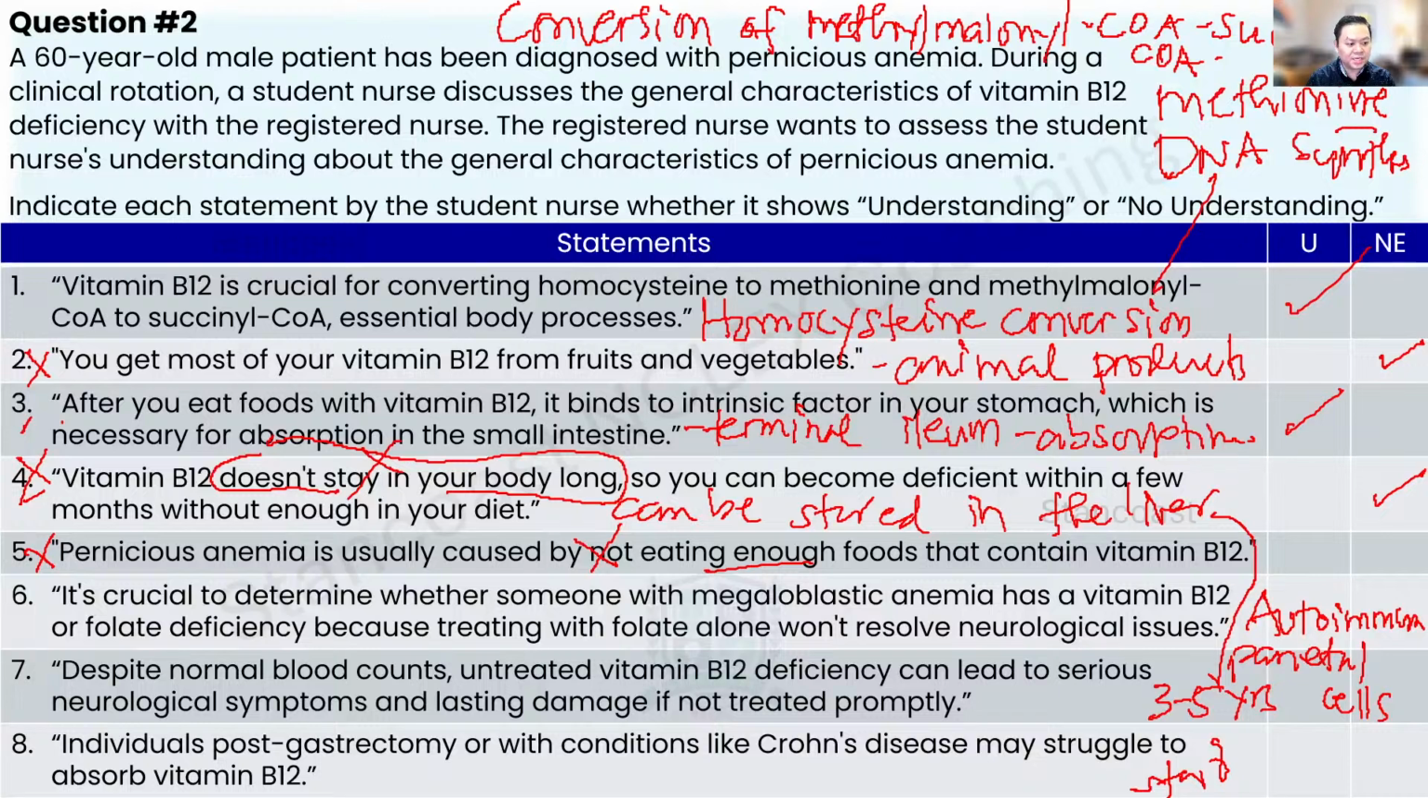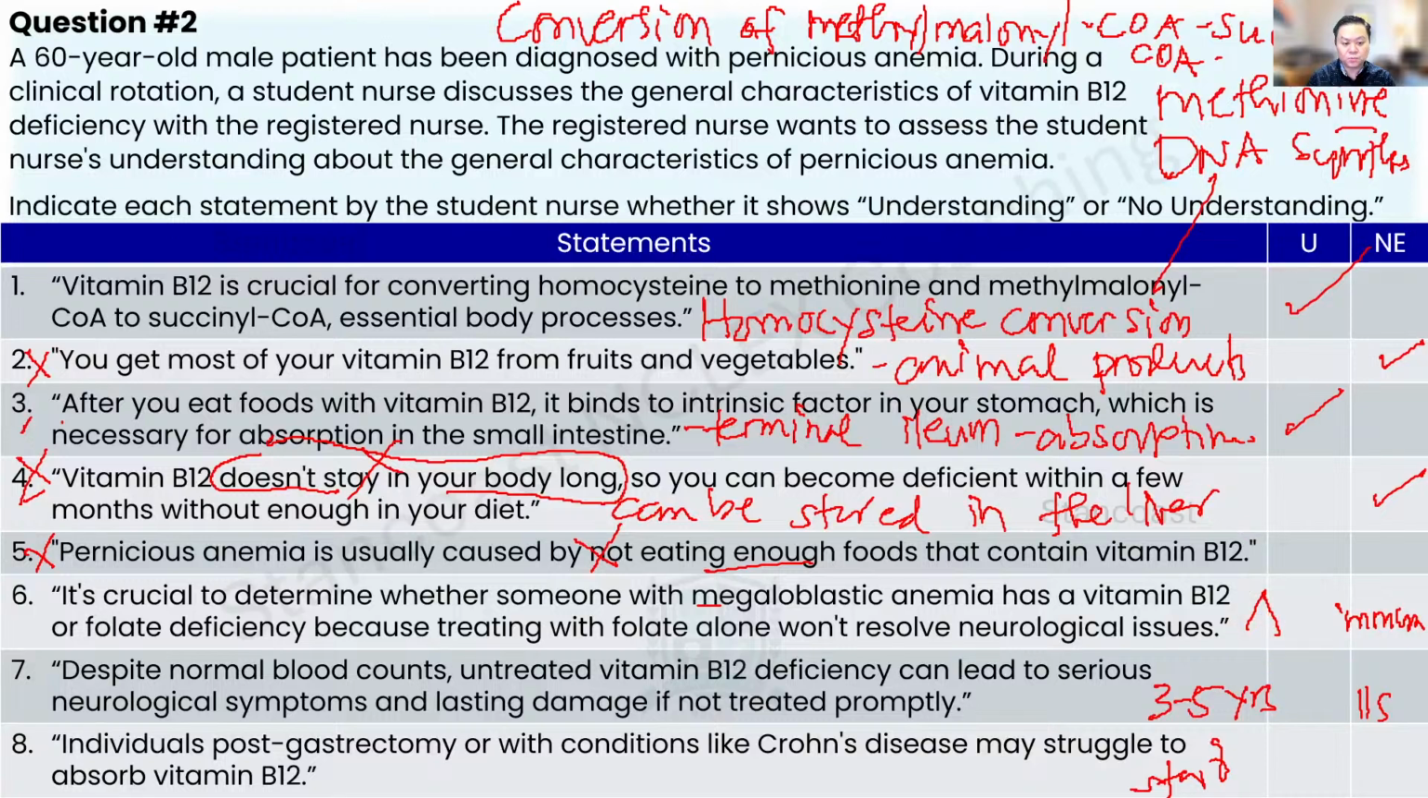Now, talking about number 6, it's crucial. What did it say? It is crucial, or it is really important, whether someone with megaloblastic anemia has a vitamin B12 or folate deficiency, because treating with folate alone won't resolve neurological issues. Let me read that again. It's crucial to determine whether someone with megaloblastic anemia has a vitamin B12 or folate deficiency, because treating with folate alone won't resolve neurological issues, which is a correct statement.